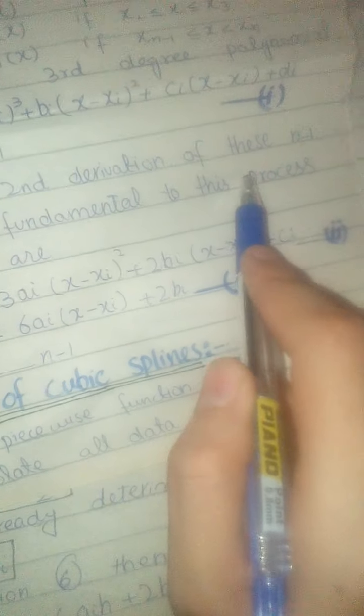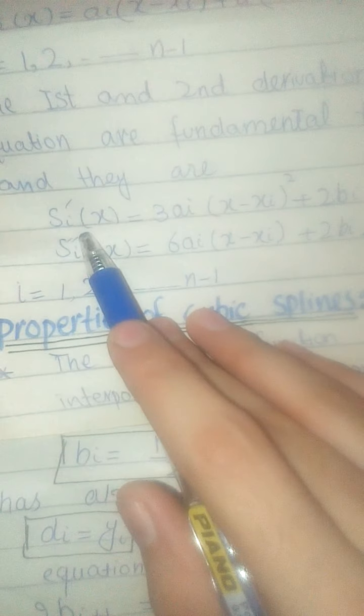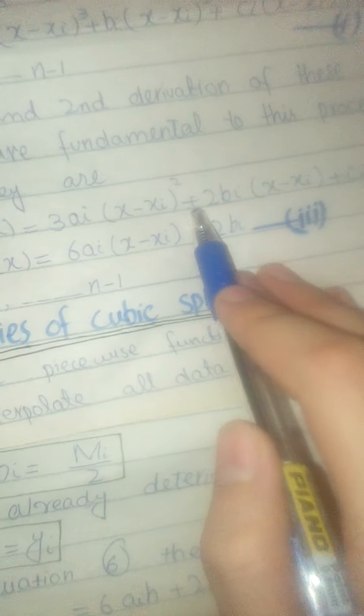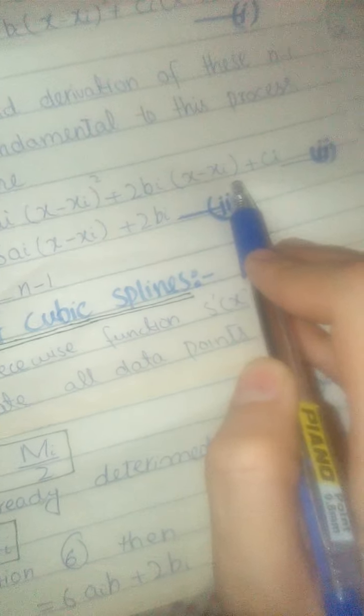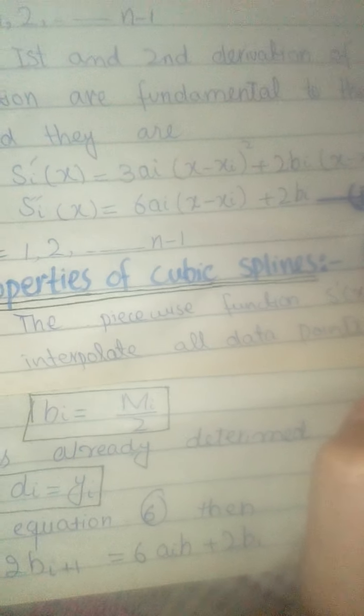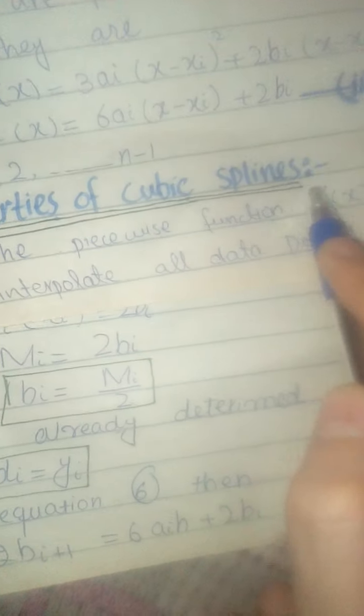The first and second derivatives of these n minus 1 equations are fundamental to this process. The first derivative of equation number 1 is Si dash x equal to 3ai(x minus xi) whole square plus 2bi(x minus xi) plus ci. It is equation number 2, and the second derivative is equation number 3, for i equal to 1 to n minus 1. The properties of cubic spline.